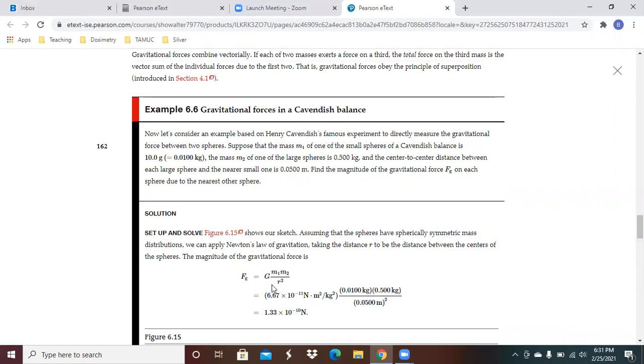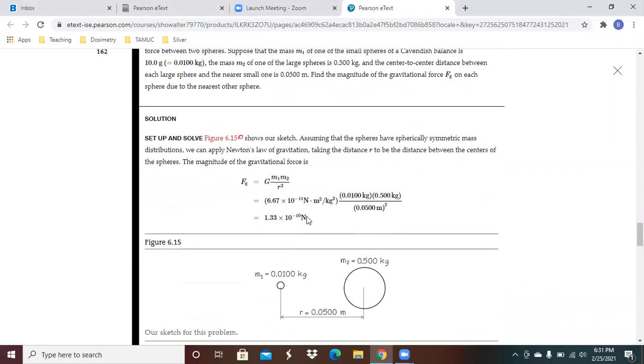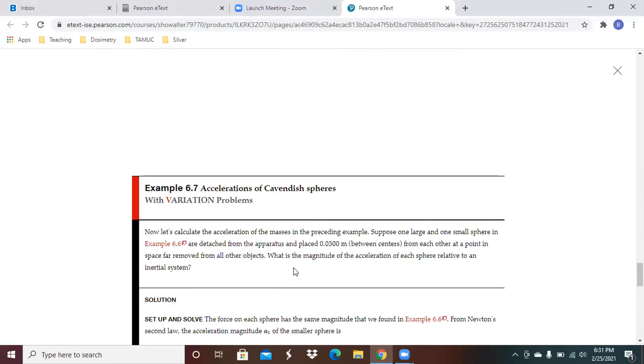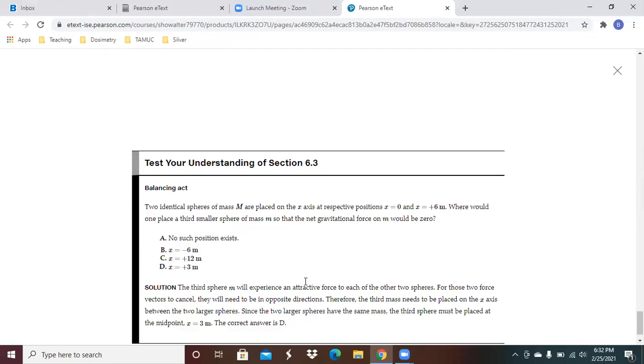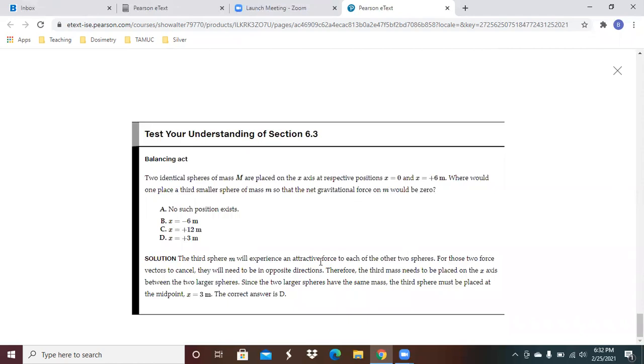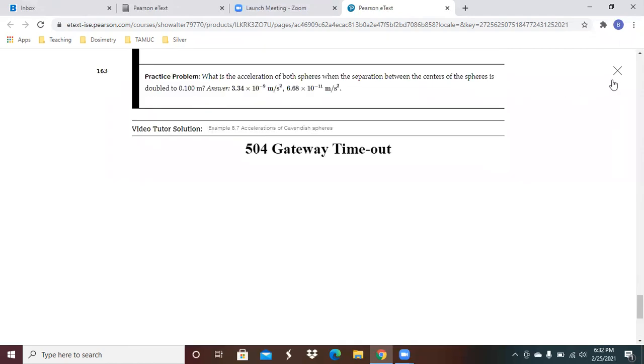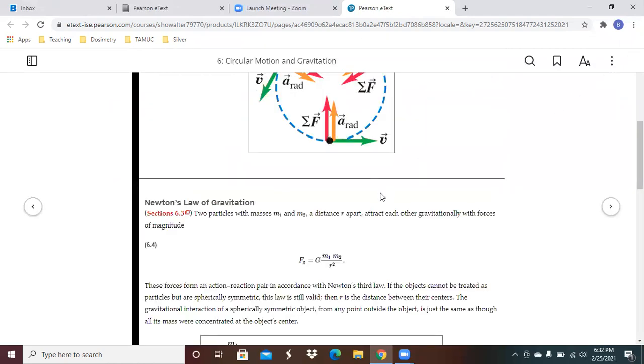Well, we know what the gravitational constant is. We know what each one of these weigh. We know what the distance is between the center to center. We go through and compute the actual gravitational force. So there'll be a few problems like this to go through here on the homework.